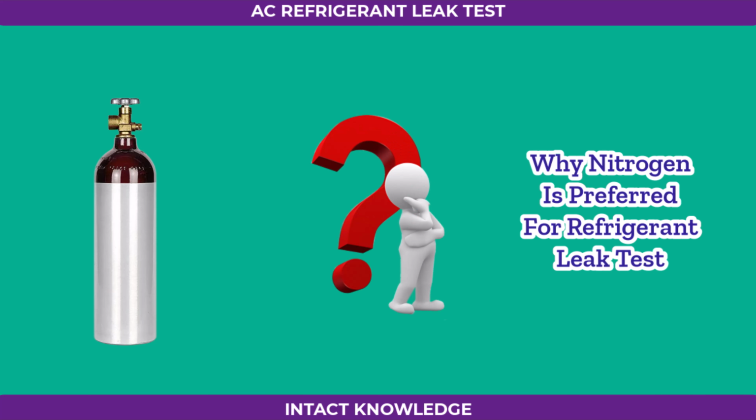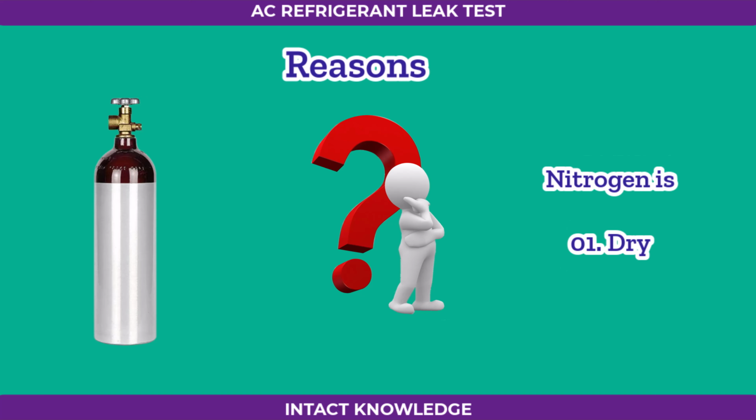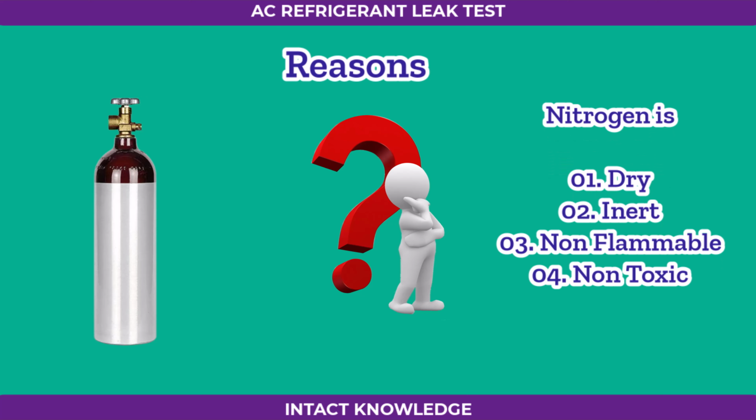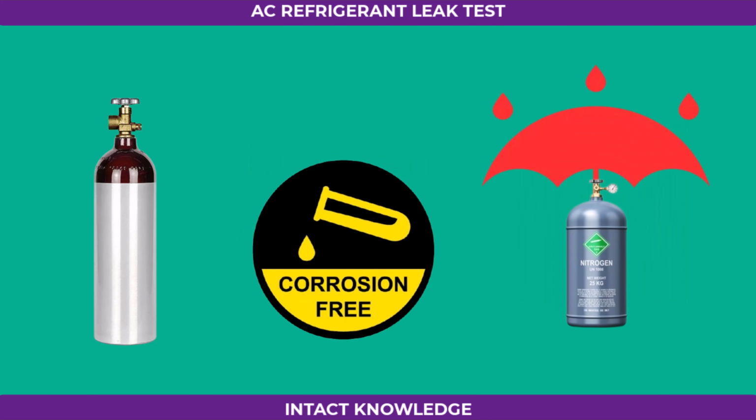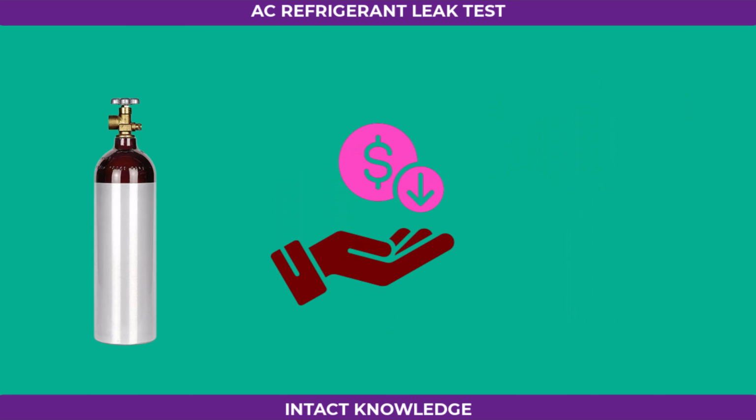Let's first understand why nitrogen is the preferred choice for leak testing. Nitrogen is a dry, inert, non-flammable, and non-toxic gas. Because it's chemically stable, it doesn't react with any components inside the AC system. And since it contains no moisture, it prevents corrosion and rust formation within internal parts. It's also inexpensive and easy to find. After all, nitrogen makes up about 78% of the air around us. That's why it's widely used in HVAC systems for pressure testing and leak detection.